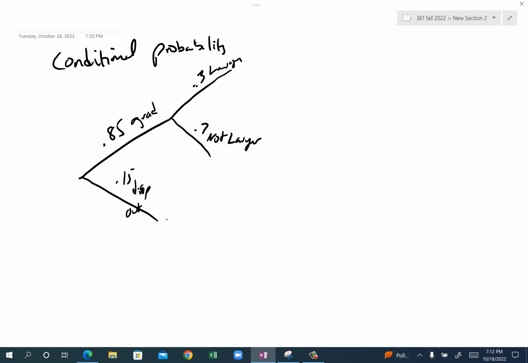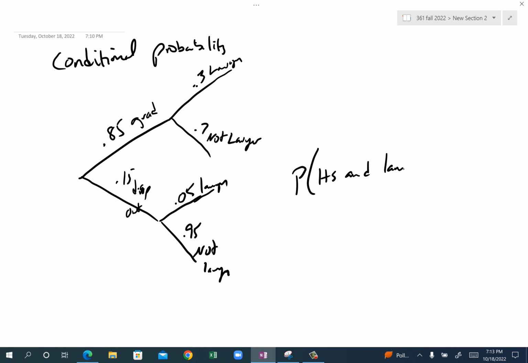But let's say you're a high school dropout. Then you go, all right, so I finally get my GED 10 years later. Now I want to be a lawyer. So what is the probability that you are a high school graduate and a lawyer?